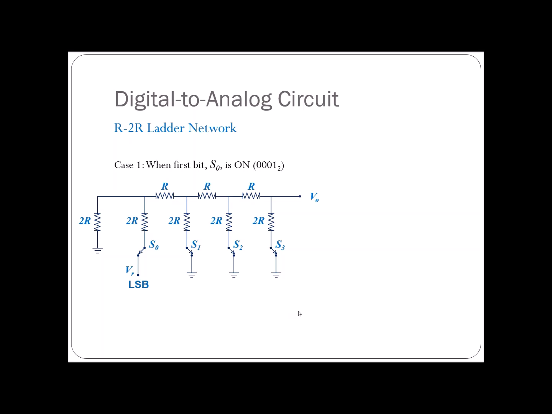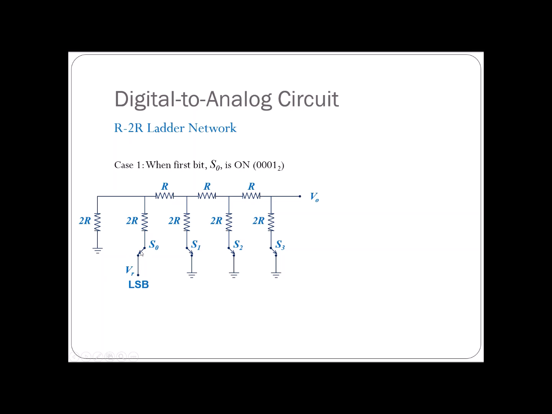Now let's see what will happen if we have 0001 signal in our binary signal, in our digital signal. So 0001 means only the LSB, the least significant bit, is active.